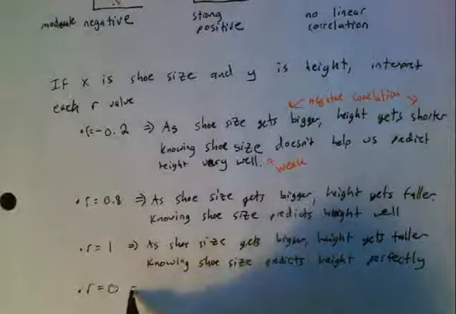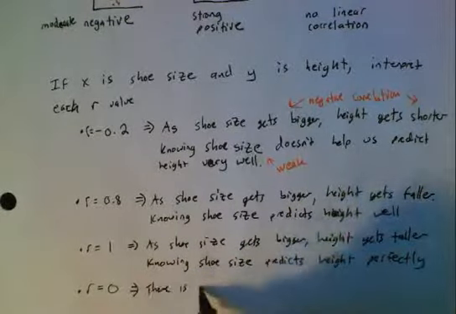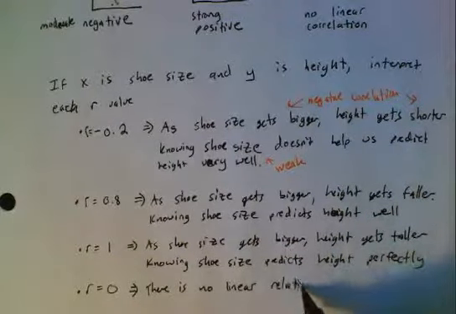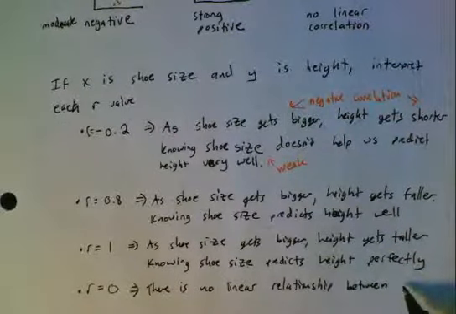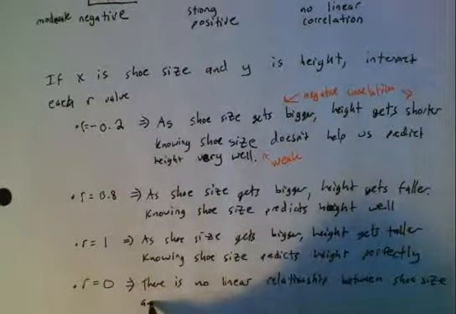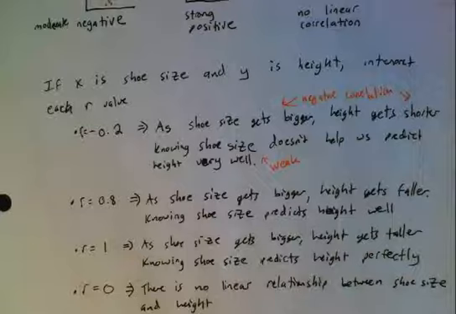Whereas on the other hand, if R equals 0, there's no linear relationship between shoe size and height. So the correlation coefficient lets us tell whether or not there's a positive relationship, as one gets bigger, the other gets bigger, and how well one variable predicts the other.